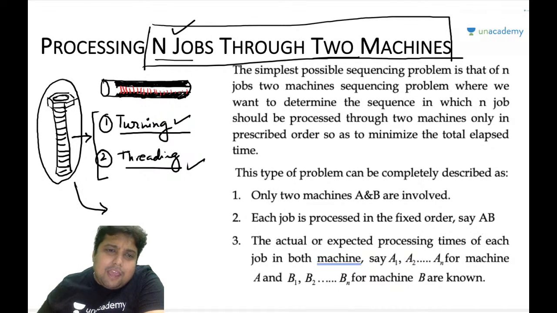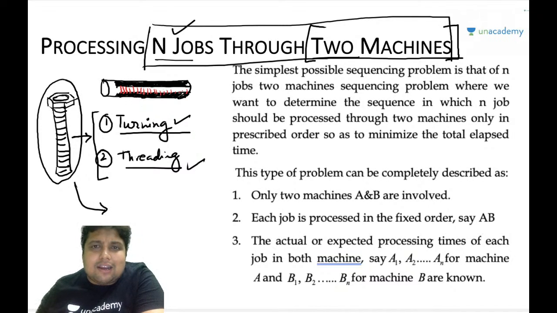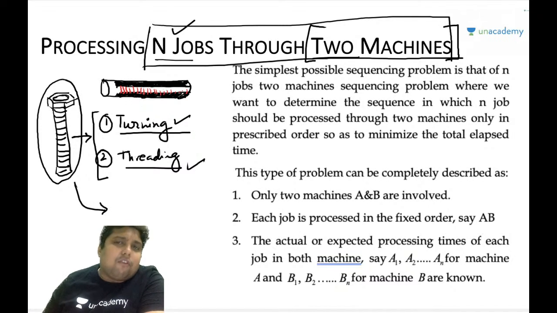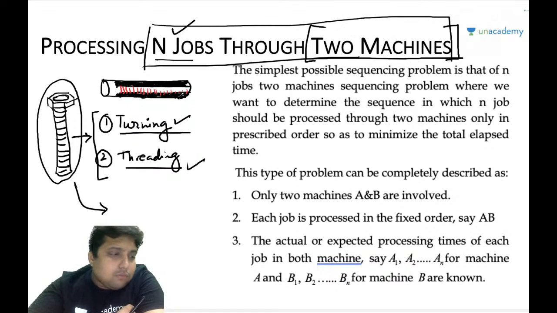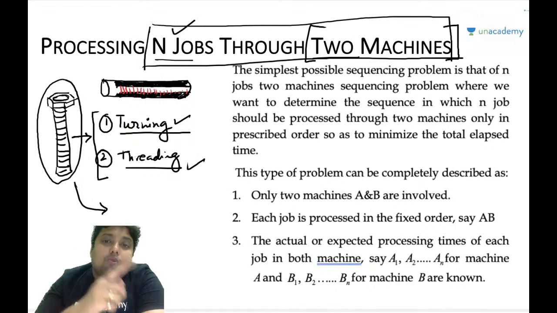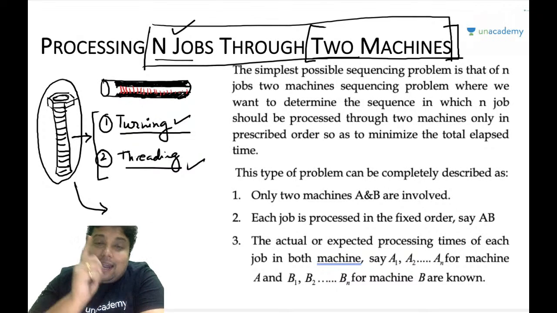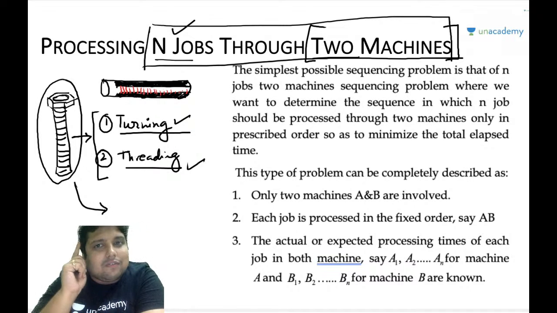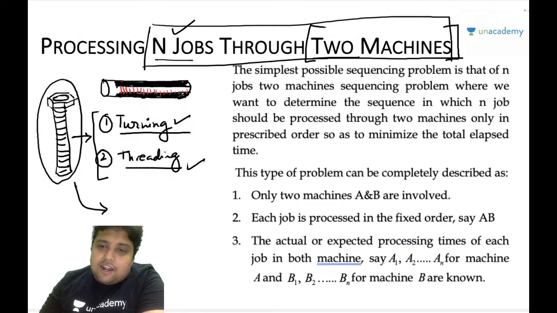But remember, every bolt should go through these two machines, and that too in a proper sequence. First we will be performing the turning operation, and then only we can perform the threading operation. So all the jobs that we intend to produce, each and every job must go through both these machines in order to finish the job. And the operations sequence should be such that first we will be performing the turning operation, and then we will be performing the threading operation.